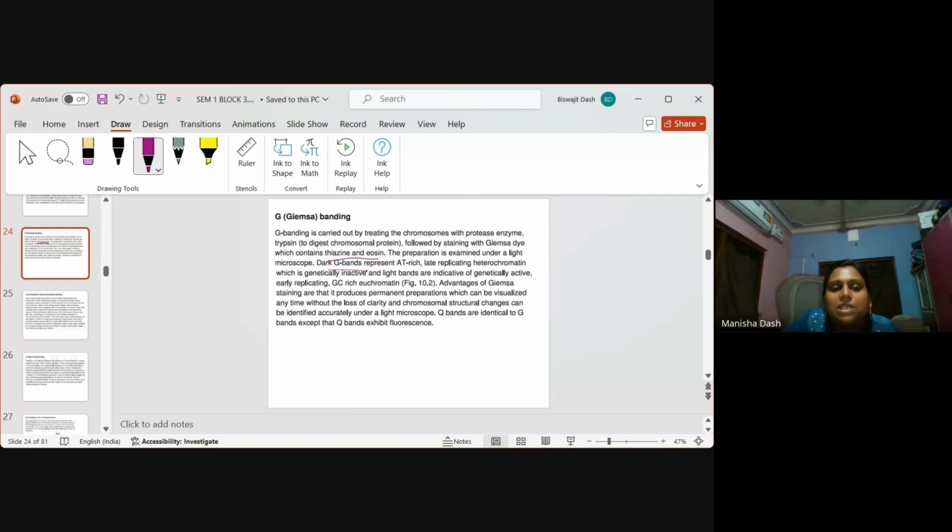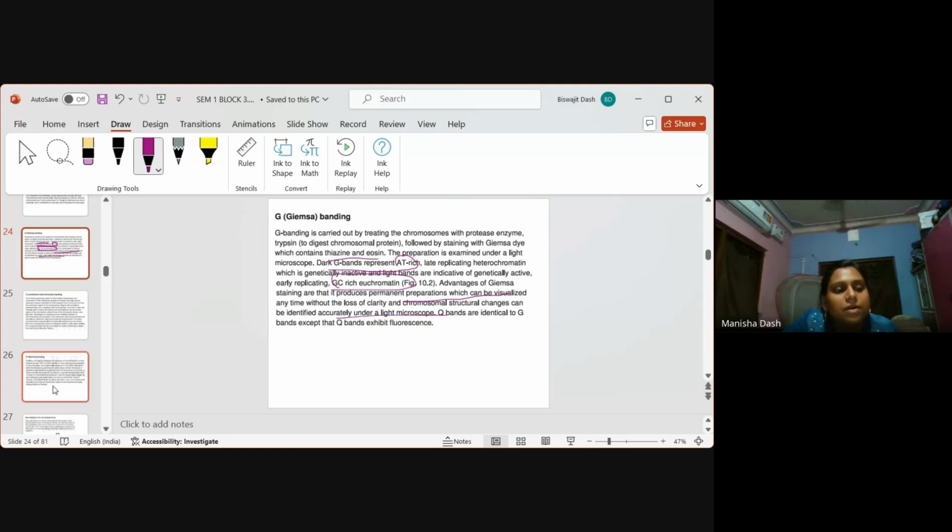The dark G bands represent the AT region, the late replicating heterochromatin, which is generally inactive, and the light bands are indicative of the generally active, early replicating, that is the GC or euchromatin region. So the advantages of G staining are that it produces permanent preparations which can be visualized anytime without the loss of clarity, and the chromosomal structure changes can be identified accurately under a light microscope.